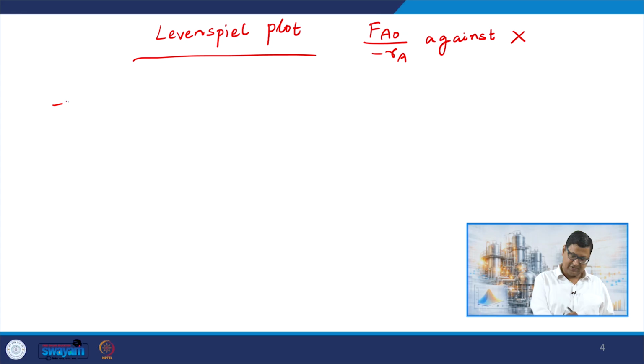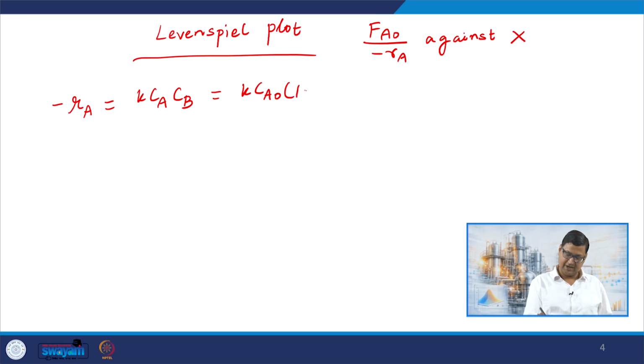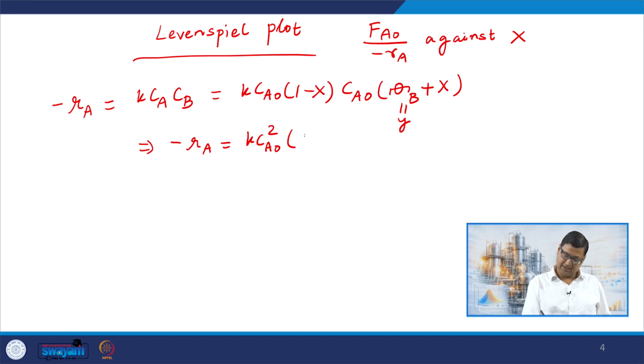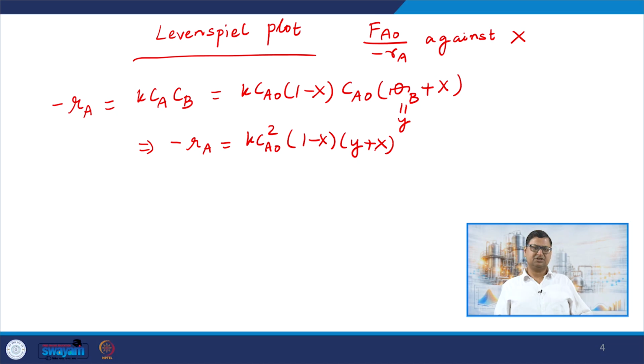As it is given, minus RA is equal to K CA CB, and we use the stoichiometry. So, CA is CA naught into 1 minus X, and CB is CA naught into theta B, which I have already seen. Theta B in this case is equal to Y plus X. So, basically we have Y plus X there. Essentially my minus RA in this case is K CA naught squared into 1 minus X into Y plus X. The CA naught is constant, K is a constant.